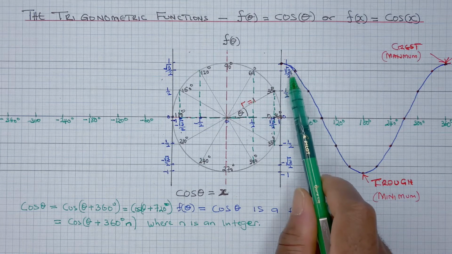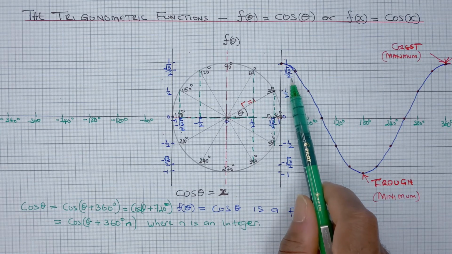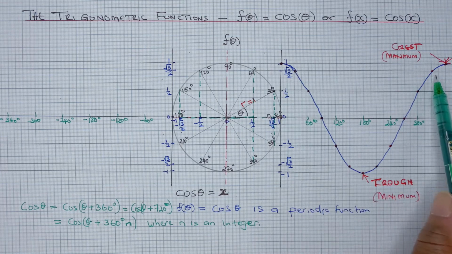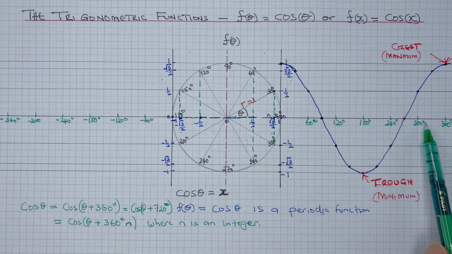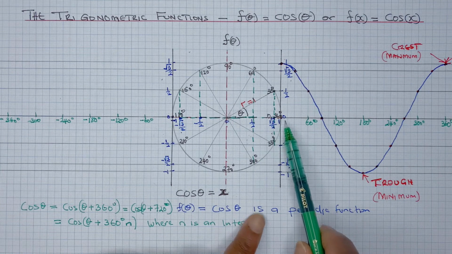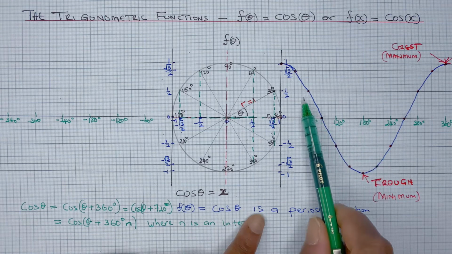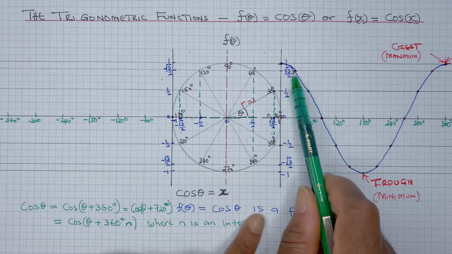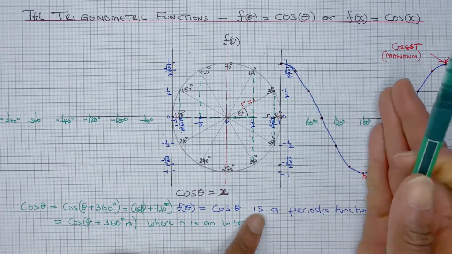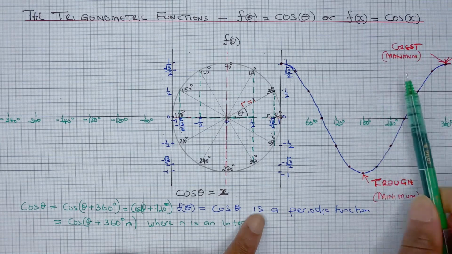At 30, I get root 3 over 2, and at 330, I'm going to get root 3 over 2 as well. But if I'm looking at a domain of 0 to 180, I'm only going to get just one root 3 over 2, because the other one is out of domain.